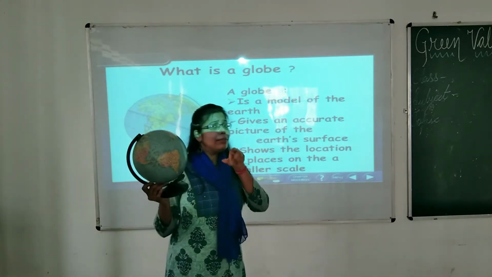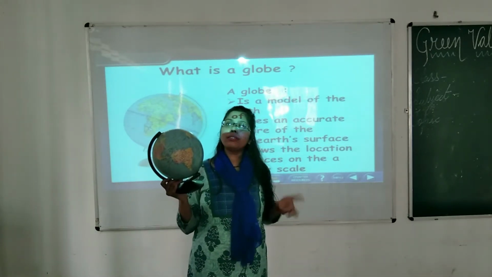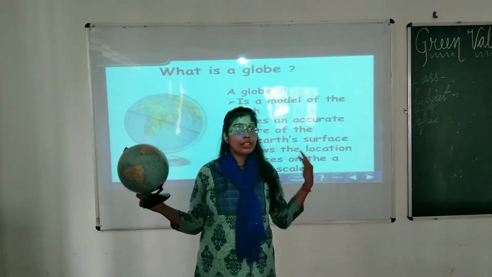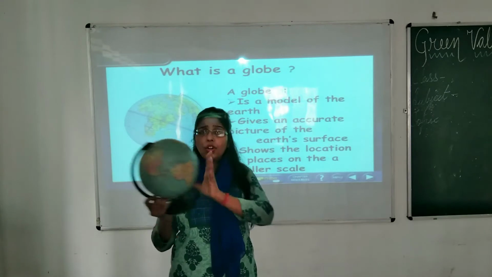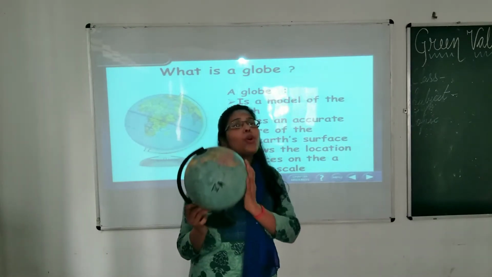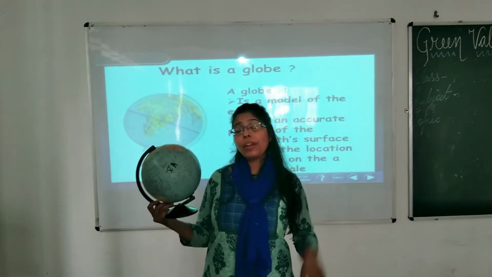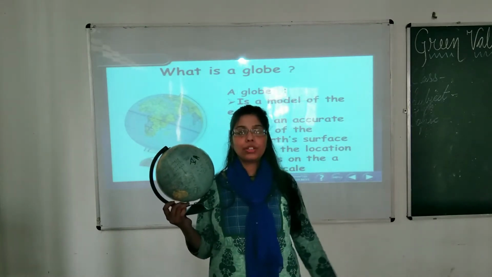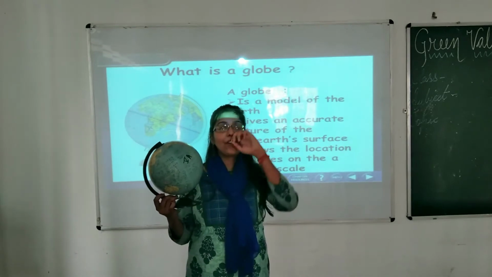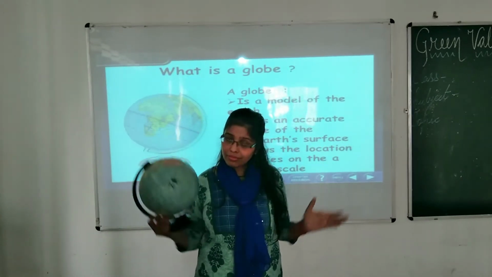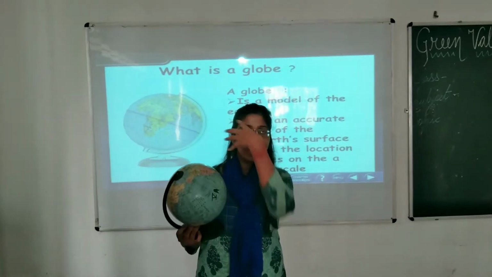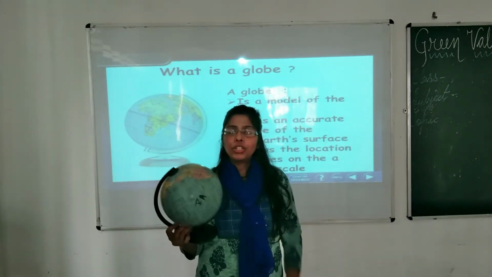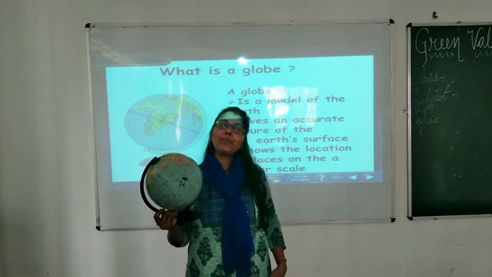Now you might be confused. How accurate picture of Earth's surface? Earth is too large, right? Earth is too large and globe is too small. Globe can be small, globe can be big, globe can be a pocket globe also. Yes, there is a pocket globe also. There is a balloon, okay, and when you blow, it will blow out and have the shape of the globe as you are seeing here. So you can keep that balloon in your pocket also.